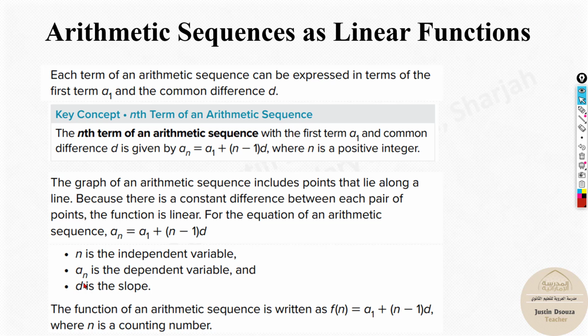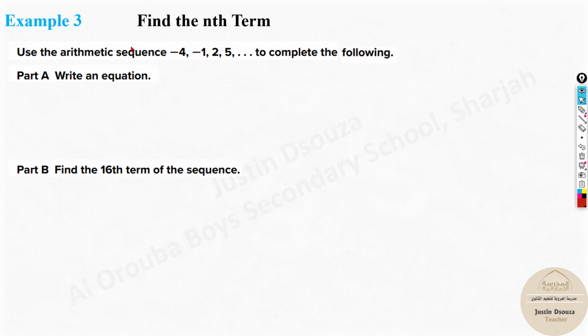Then what about this an? An also is the dependent variable. It depends on what the nth value is. The d is the slope, or it is the common difference. Okay, n must be a counting number. We will see a problem.